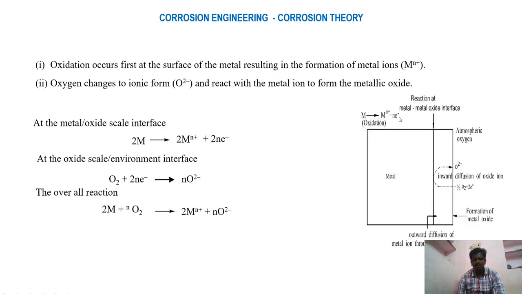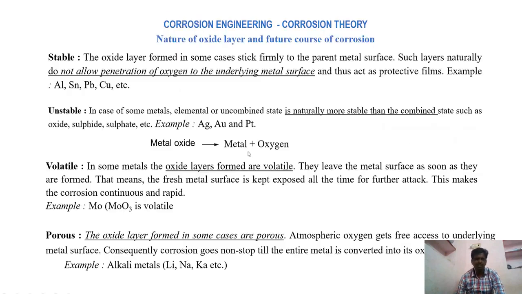First, metals are converted into metal ions by releasing electrons, that is called oxidation. This oxidation takes place at the anode, and the electrons existing in the anode are consumed by the atmospheric oxygen, and atmospheric oxygen is converted into oxide ions. Now these oxide ions combine with the metal ion, and it is converted into metal oxide. So the rate of the corrosion mostly depends upon the nature of the oxide layer.